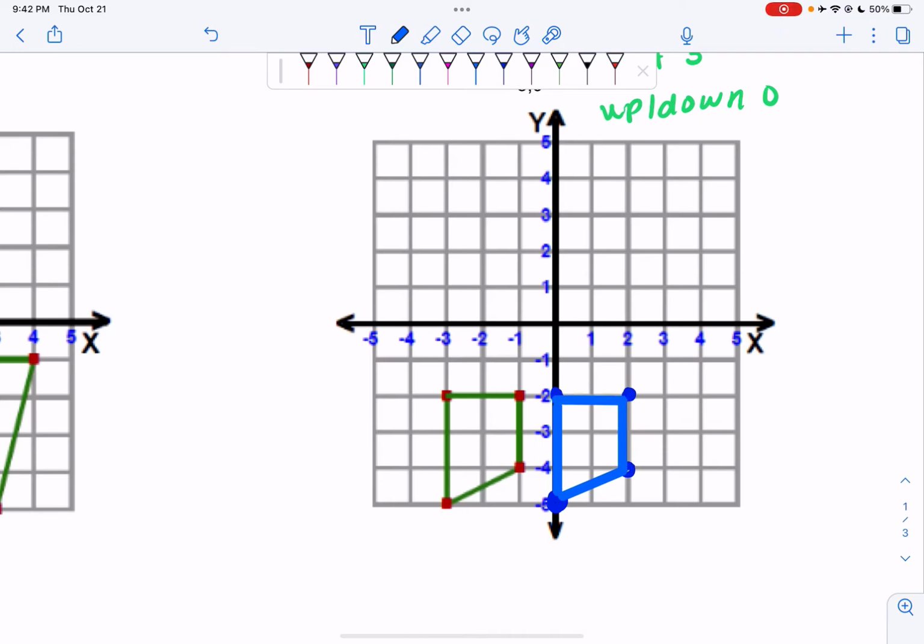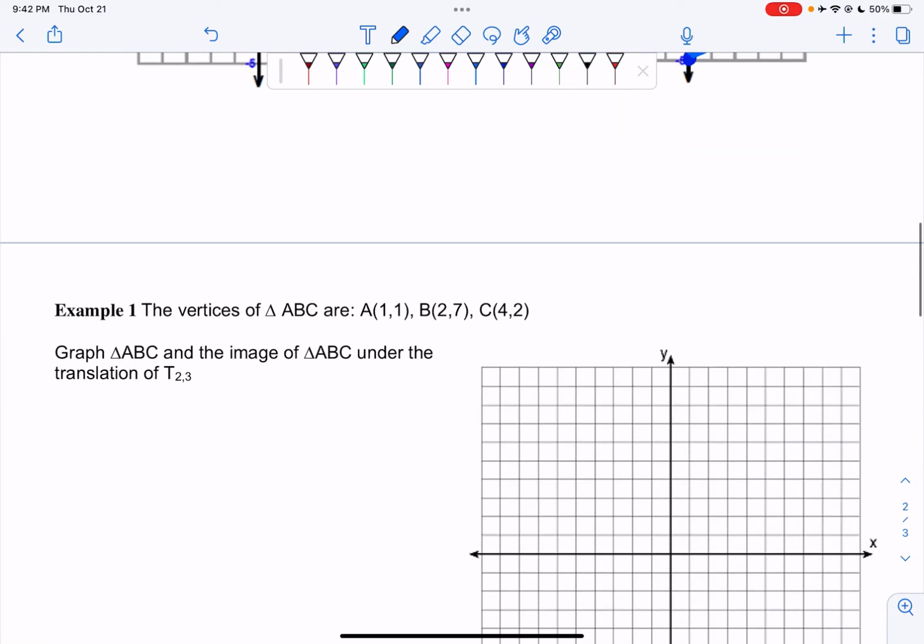And that's my final answer. It's the exact same image.